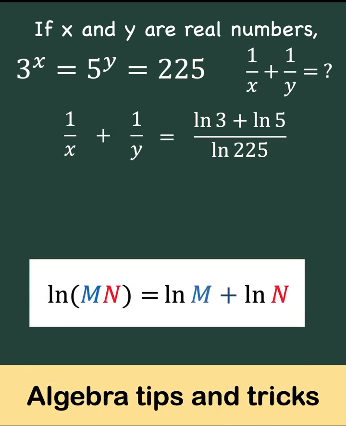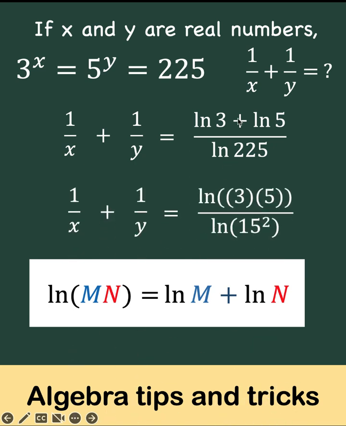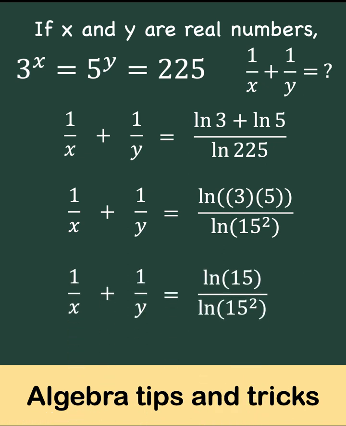Then let's simplify this further. Let's recall again another property of logarithm. The logarithm of the product m times n is equal to ln m plus ln n. So the right side here of the numerator resembles the right side of this property. So by the converse of this property, we can write this as the product ln of 3 times 5. And of course, we can simplify this as ln of 15, but 225 is equal to 15 squared.